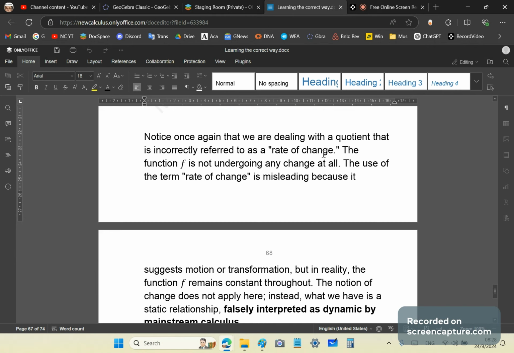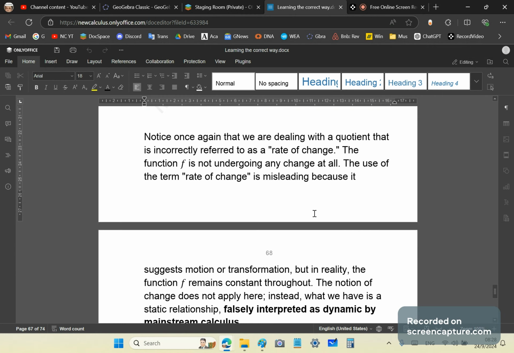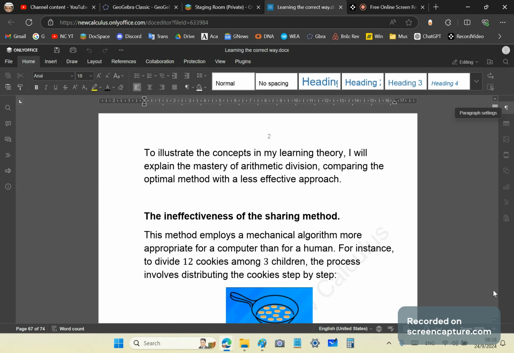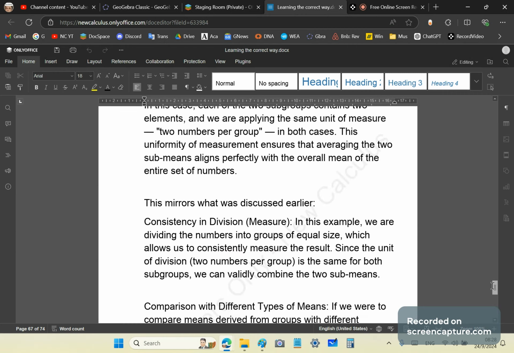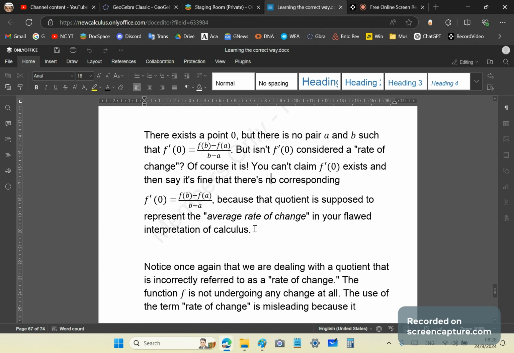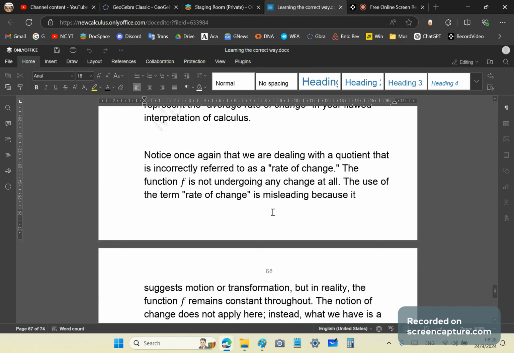By the way, you're looking at part of a book that I don't normally share with the public. This here is called The Importance of Learning the Right Way. And what I'll show you inside here is actually meant for members only. So you can't see all of it, but I'm going to show you why your ideas are wrong, or try to show you at least.